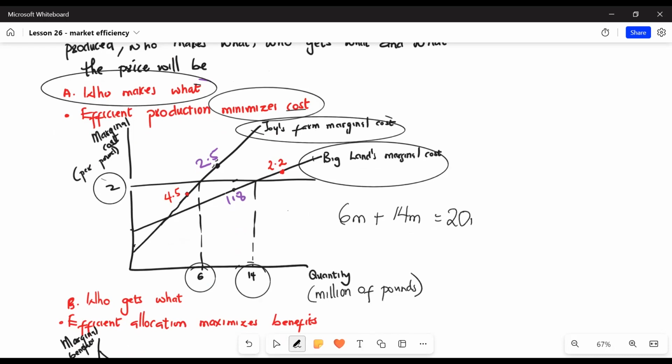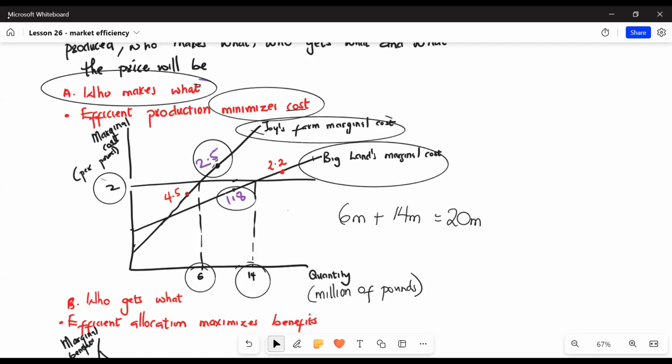which is 20 million. So let's assume that we asked Joy Farm to produce a larger share than they are producing currently. Total cost will rise because Joy Farm will produce these extra apples at a marginal cost bigger than 2, perhaps at 2.5, even though Big Land could have produced those extra apples at a marginal cost lower than 2, perhaps 1.8. So this is inefficient because it raises the total cost of producing the entire 20 million pounds of apples.